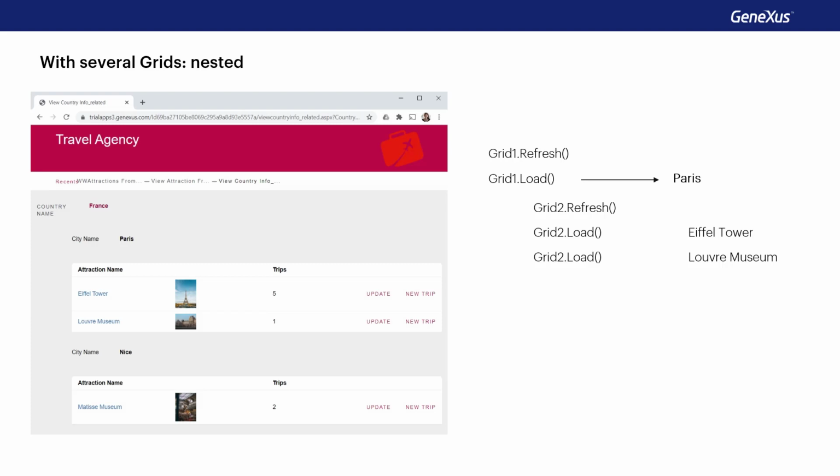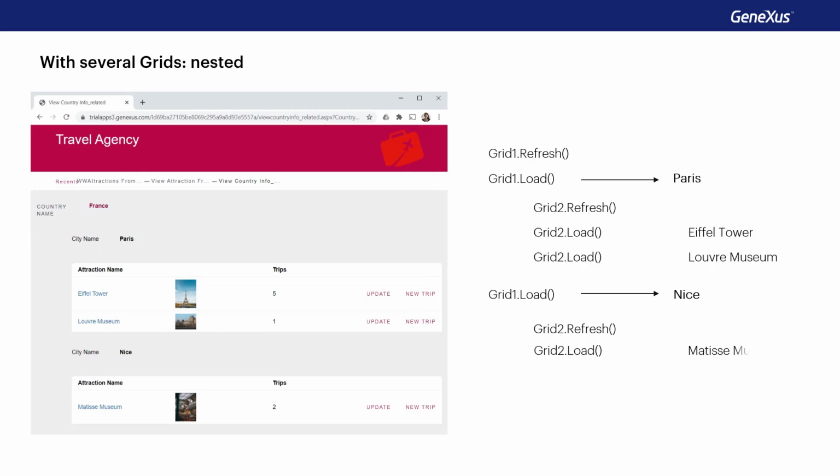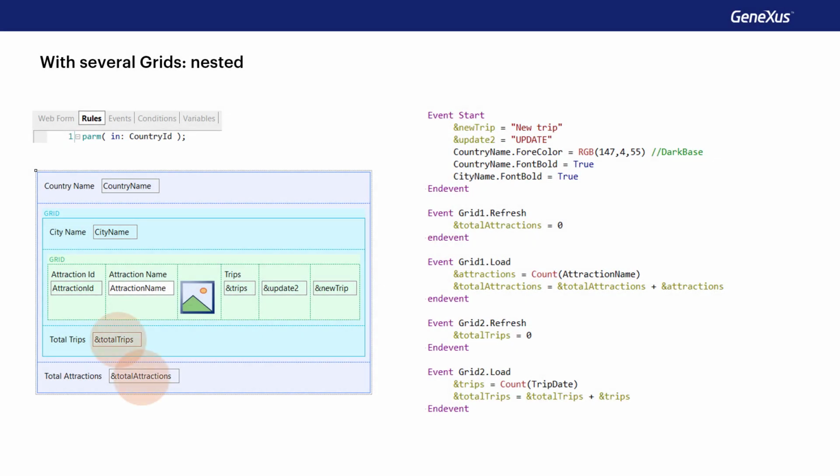Once the load of the nested grid is concluded, it'll move on to load the following city, Nice, and it'll be the same, triggering the refresh event of the nested grid once, to then trigger the load event n times for loading the new attractions in Nice, which in this example is just one. Here, the variables are added to the screen to complete the rest you had previously. This will make the example identical, without the need for programming all the events in the system.